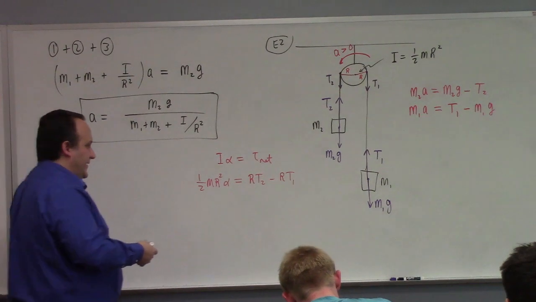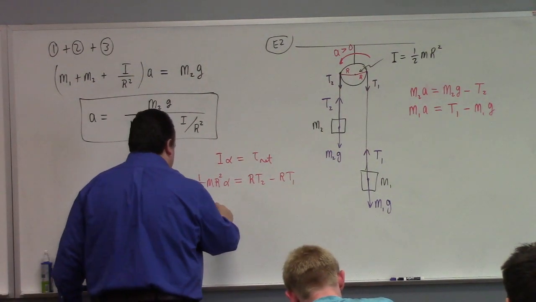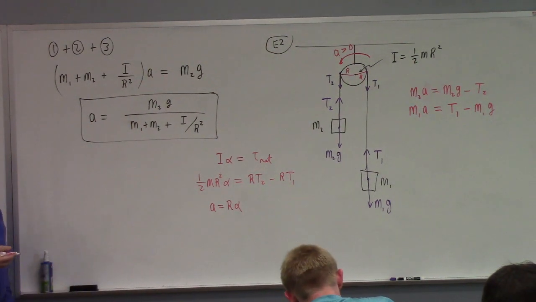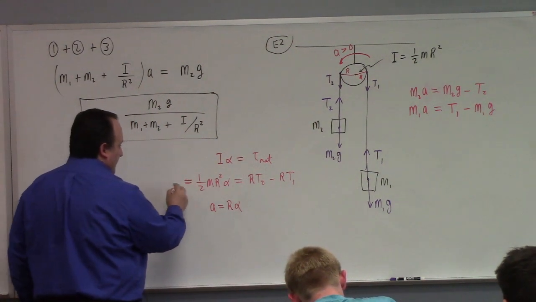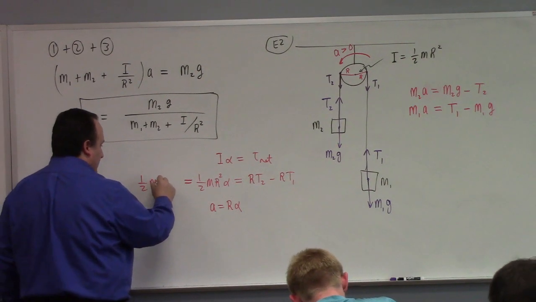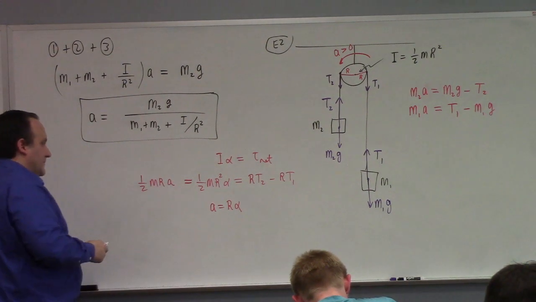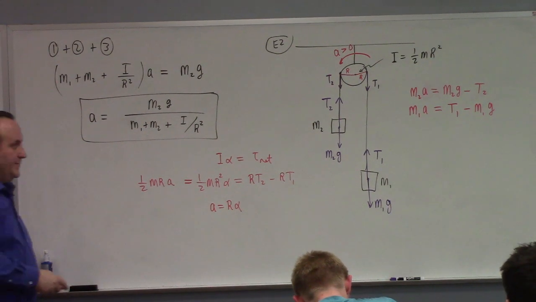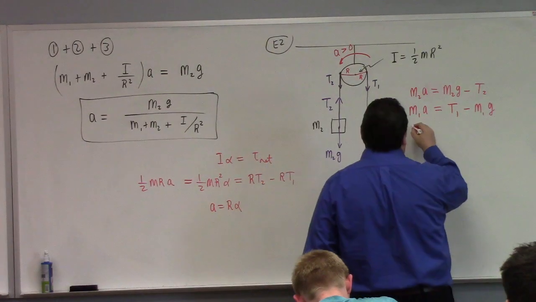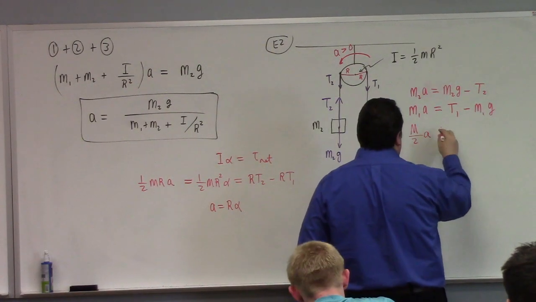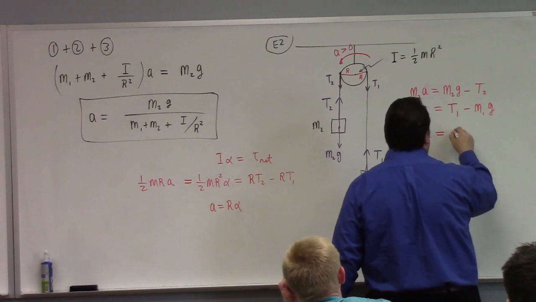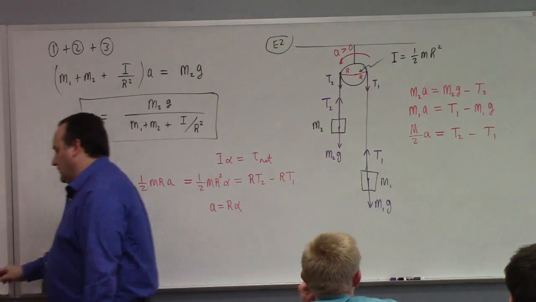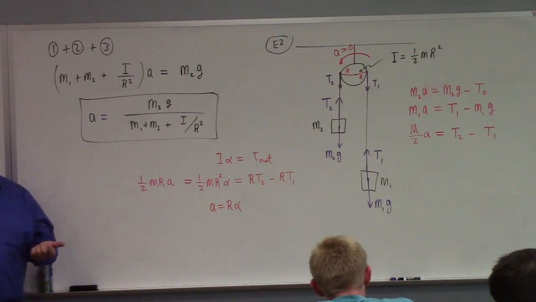Then if I remember that A is equal to R alpha, right? If I have A is equal to R alpha, what do you have here? You have 1/2 MRA. So take that equation, divide it by R, and you get big M over 2 A is equal to T2 minus T1 for this massive Atwood machine.